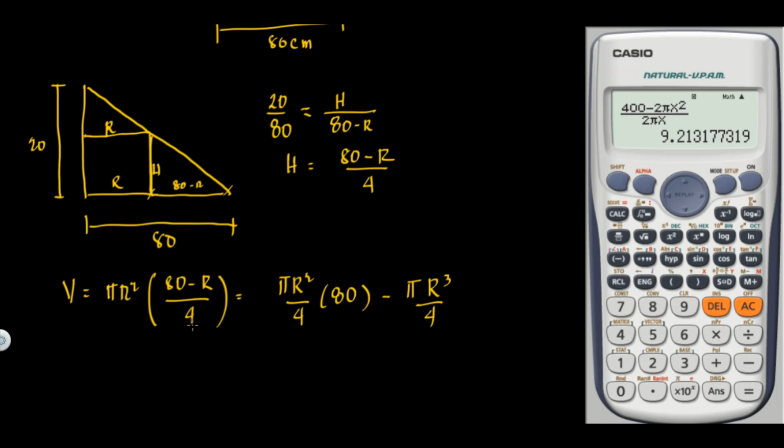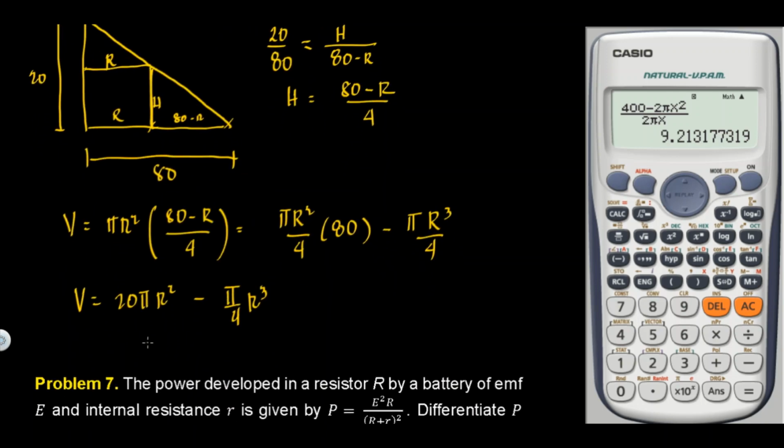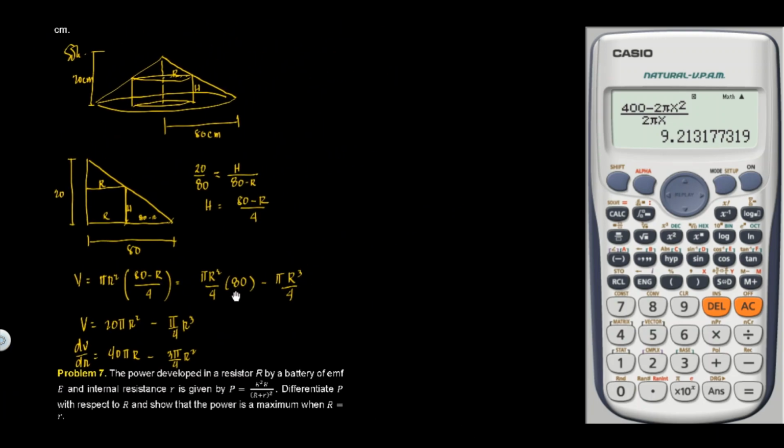I-distribute ko na yung pi r square over 4, no? So, we have V equals 80 over 4 is 20. 20 pi r square minus pi over 4 r cube. Okay. Solve na rin natin yung r, no? So, we have derivative of this with respect to r is 40 pi r minus 3 pi over 4 r square. Okay. So, palitin ko lang para meron tayong space.